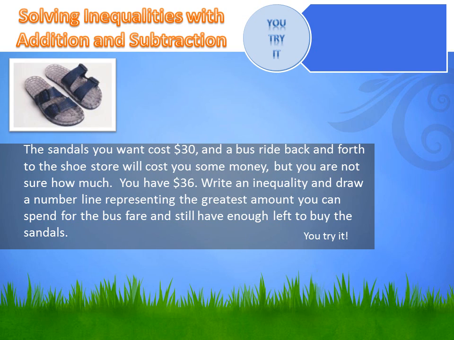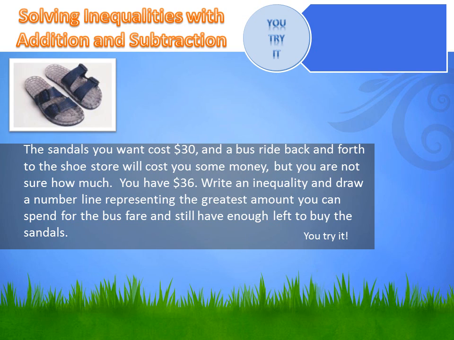Well, in this situation, you want to go buy some sandals, and the sandals are going to cost you $30. And to get down to the shoe store, you've got to spend some money on bus fare, and you've only got $36, and you don't know how much the bus fare is going to be. So what you want to do is write an inequality that expresses how much you could spend for your bus fare, and then we want to draw that on a number line. Think we can do that?